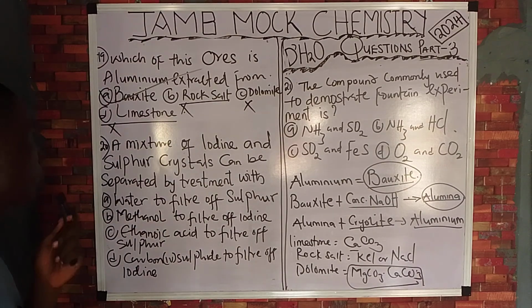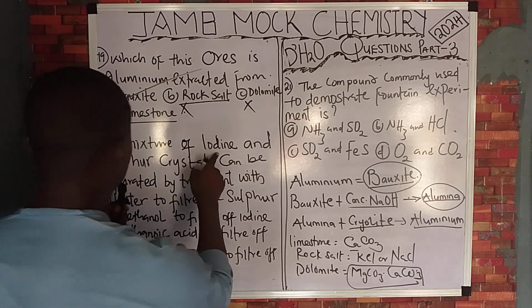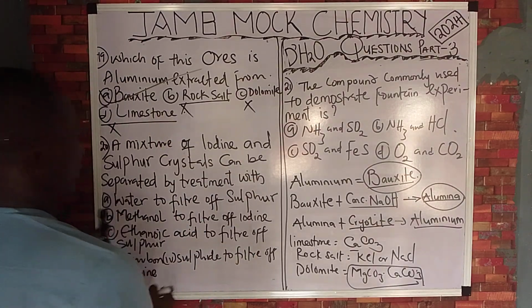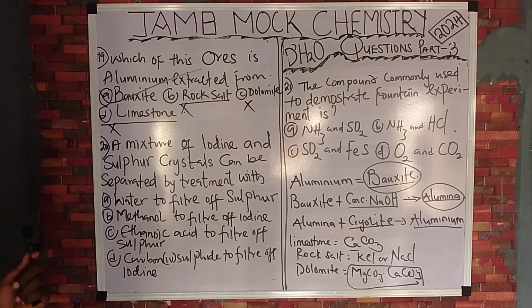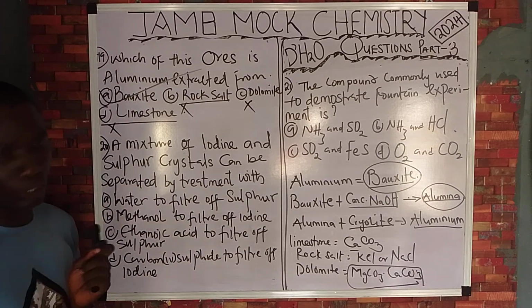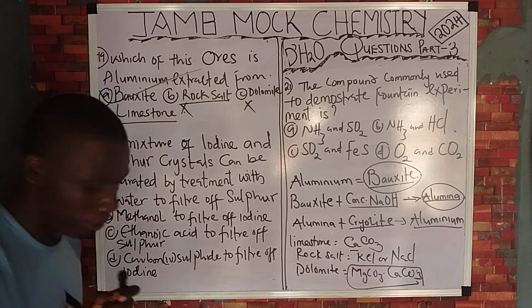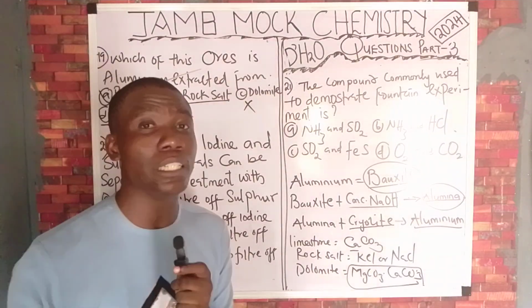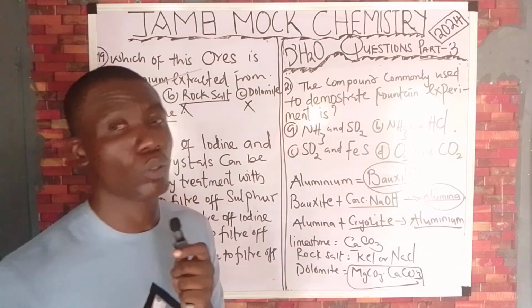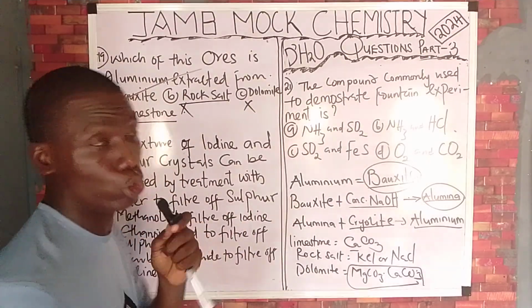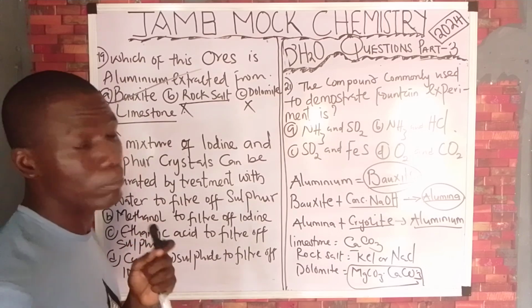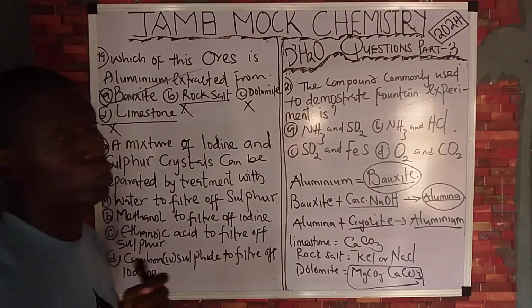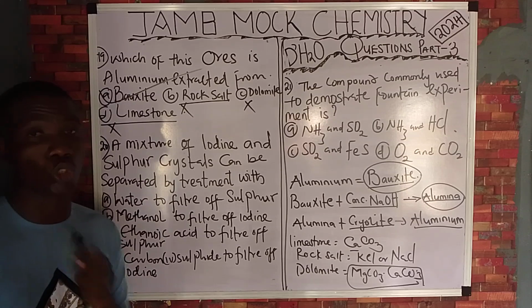Now, question number 20. A mixture of iodine and sulfur crystals can be separated by treatment with what? How can iodine be separated from sulfur crystals? I know you'll be quick to say that iodine is a sublimable solid, so for that reason, you should use sublimation. Sublimation would have been the most effective way of separating iodine from sulfur crystals because sulfur does not sublime.